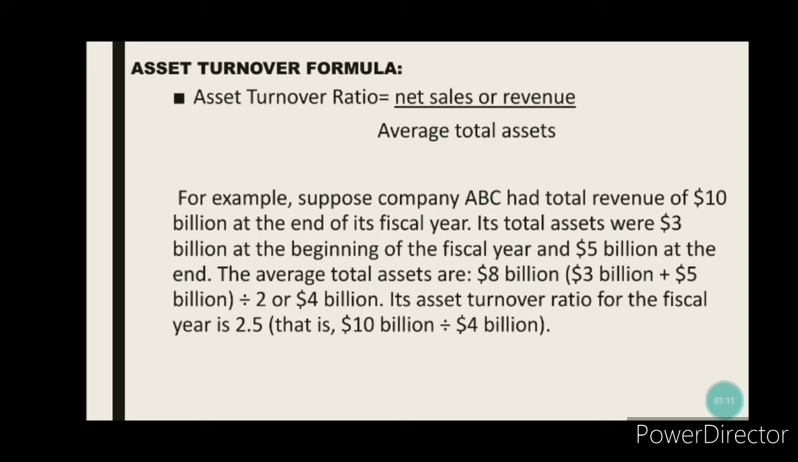Asset turnover formula. To calculate asset turnover, net sales or revenue divided by average total assets. For example, suppose company ABC had total revenue of 10 billion at the end of its fiscal year. Its total assets were 3 billion at the beginning of the fiscal year and 5 billion at the end. The average total assets are 4 billion, kasi 3 billion plus 5 billion is equals to 8, and divided by 2 kaya naging 4 billion siya.